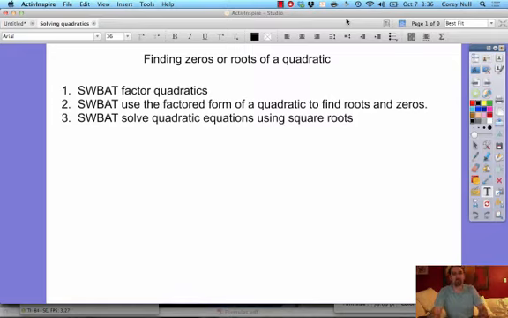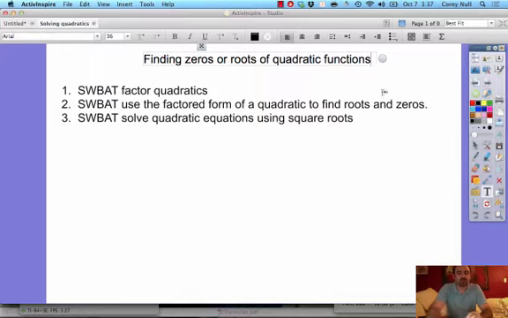Okay, everybody, we're going to talk today about zeros of roots and of quadratic functions. Okay, so there's three objectives: being able to factor quadratics, being able to use the factored form of a quadratic to find zeros and roots, and to be able to solve quadratic equations using square roots.